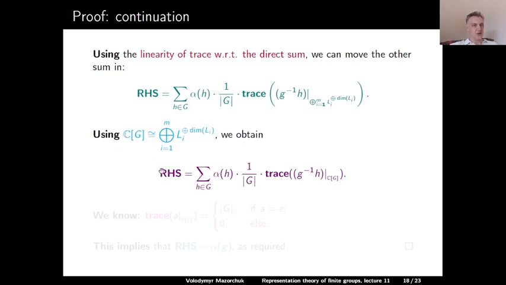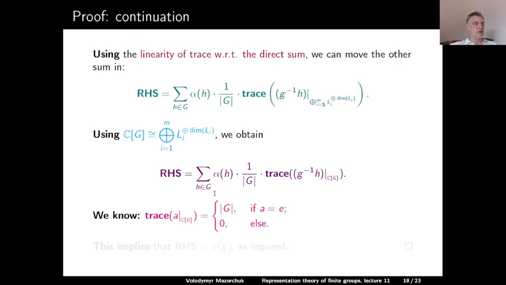So the right-hand side of our formula is equal to the sum over all h in G, alpha of h, times 1 divided by the cardinality of G, and then the trace of the element g inverse h acting on the regular G module. But we also know that the trace of the action of any element a in G on the regular module is almost always zero. So whenever a is not the identity element, this trace is zero. And when a is the identity element, this trace is equal to the cardinality of G.